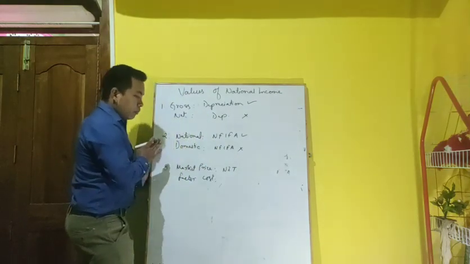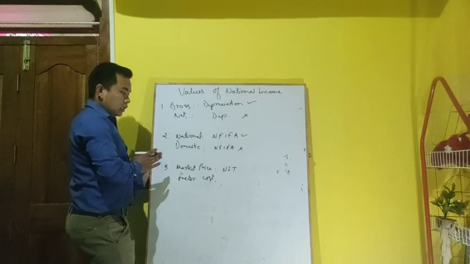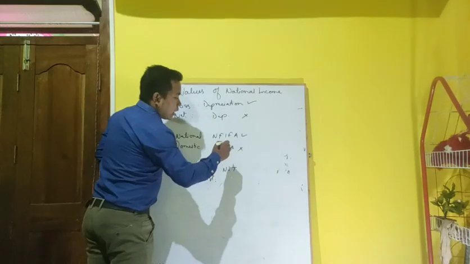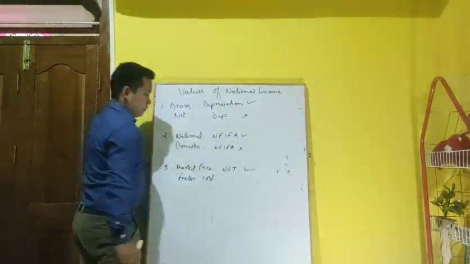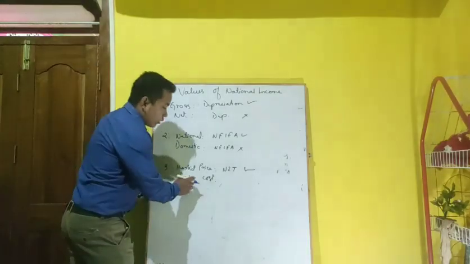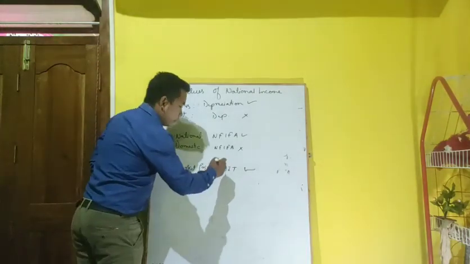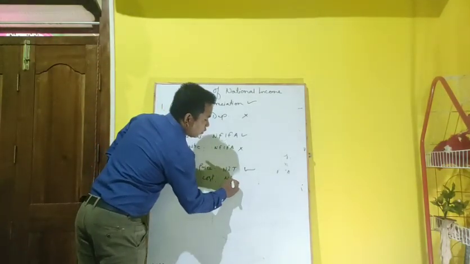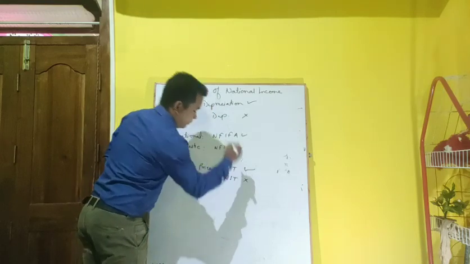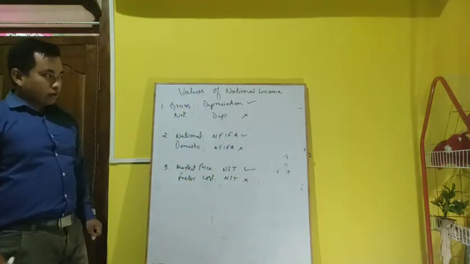Last, in the calculation of market price value of national income, we include net indirect taxes. But in the calculation of factor cost value of national income, we don't include NIT. You should know this one.